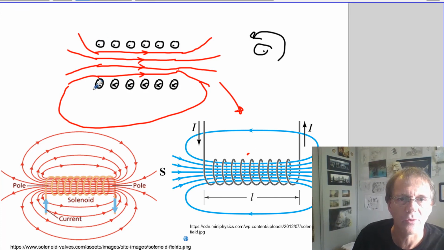But that's the way you may draw it if they actually give you dots and crosses into the board and out of the board. Out, in.